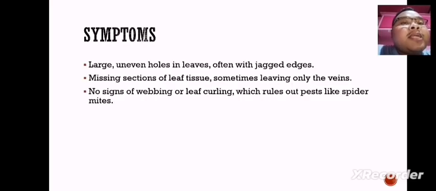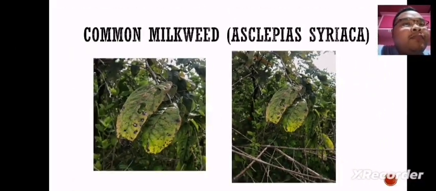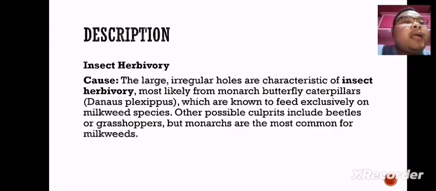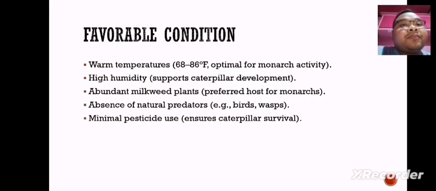So, for the symptoms, large uneven holes in leaves, often with jagged edges. So, as you can see, they're caused by monarch butterfly caterpillars. Missing sections of leaf tissue, sometimes leaving only the veins. No signs of webbing or leaf curling, which rules out pests like spider mites. So ano ba yung mga favorable conditions para mag-infest ang mga monarch caterpillars na ito? So warm temperatures, 68 to 86 degrees Fahrenheit, optimal for monarch activity.